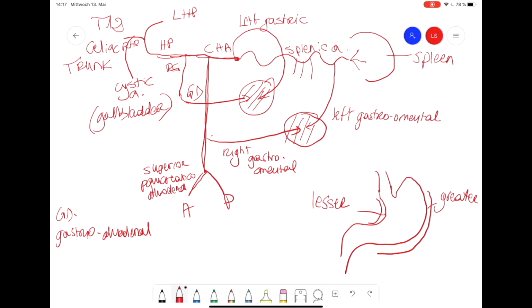Which will provide the blood supply, of course, to the pancreas and to the duodenum, as the word says. So, quick recap regarding the celiac trunk. Celiac trunk starts at T12. It gives off three main branches: left gastric, splenic artery, and common hepatic artery. And it provides the blood supply to stomach, pancreas, duodenum, spleen, gallbladder, and liver as well.